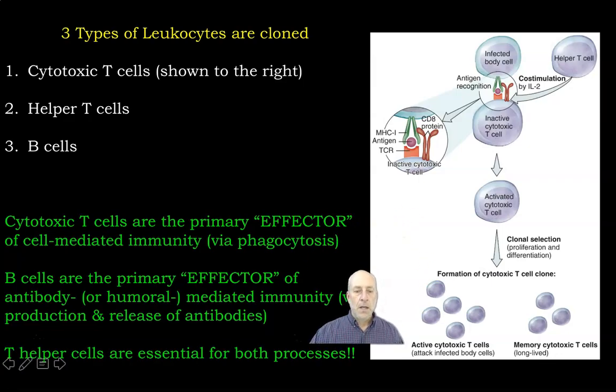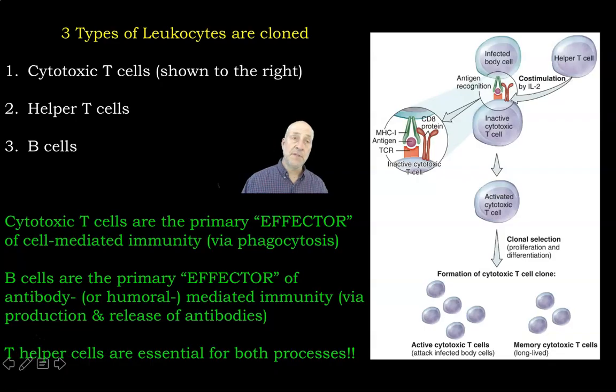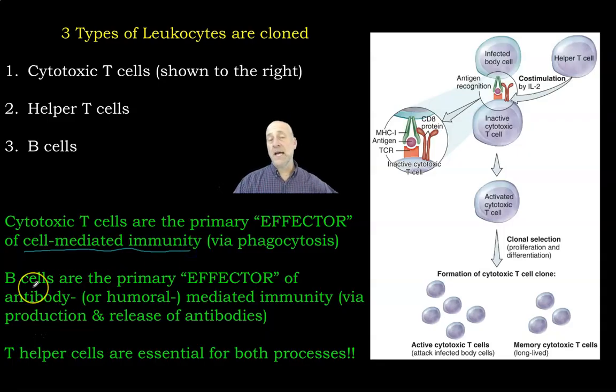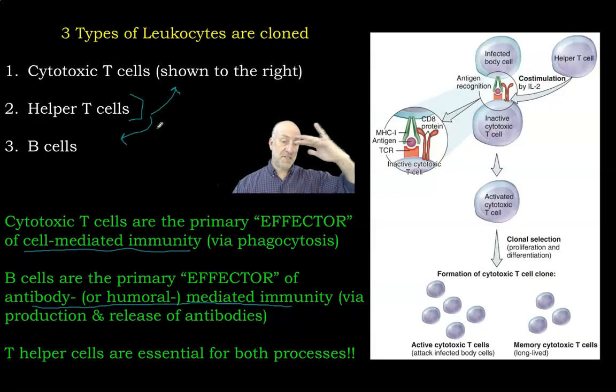Okay? And don't forget, there's really 3 types of cells. There's 2 types of T cells and B cells. Cytotoxic T cells are the effector cell. And cytotoxic T cells are absolutely dyed in the wool the #1 component of cell-mediated immunity. B cells are the #1 component of antibody or humoral-mediated immunity. And helper T cells are critical to make both work. Helper T cells are just that important. Neither process will work without them. Cytotoxic is specific to just cell-mediated. B cells are specific to just antibody. Helper T cells do both.